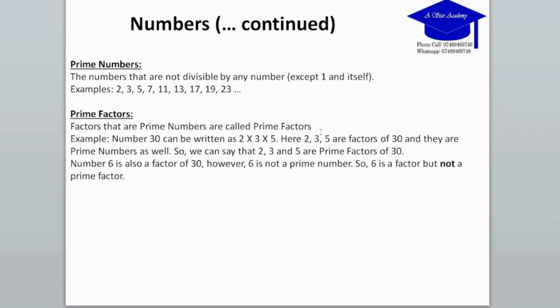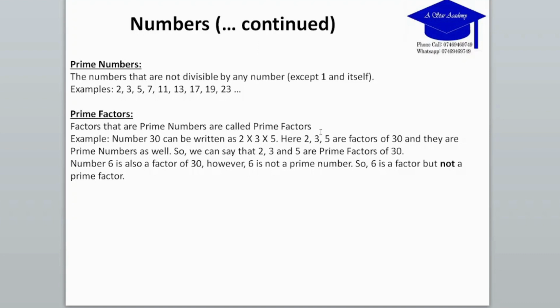Prime numbers are the ones which cannot be divided further except by 1 and itself, which is always the case with any number which can be divided by 1 and the number itself. So these numbers are in the lowest form and cannot be divided further. So these are prime numbers.